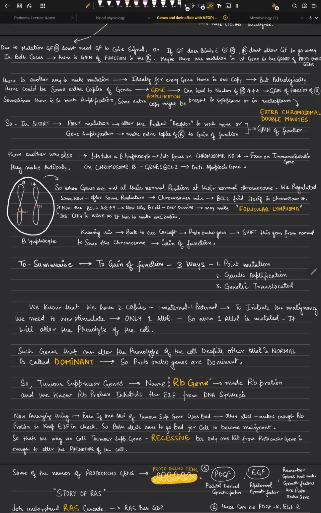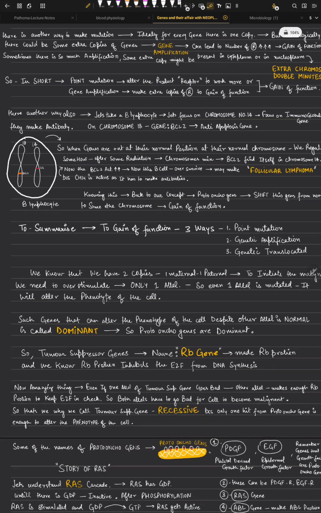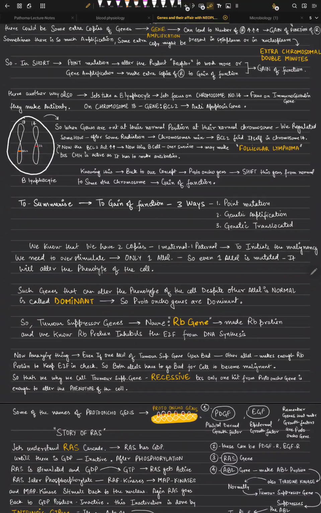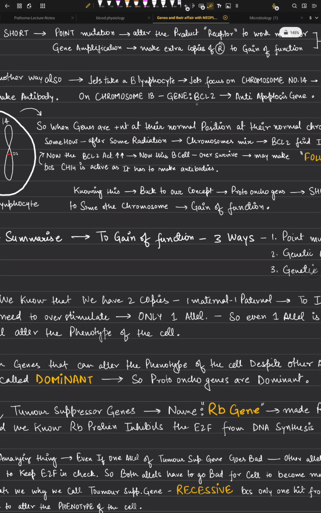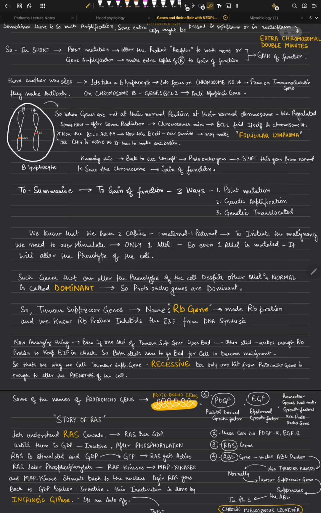There is another way of getting cancer. Let's take B lymphocytes and focus on chromosome number 14. Focus on these immunoglobulin genes, right? On chromosome 14 we have genes called Ig, immunoglobulin genes, which are responsible for making immunoglobulins. Now, on chromosome number 18, there is a gene called BCL2. This is an anti-apoptotic gene. Anti-apoptotic means it stays on forever because it wants to stop apoptosis, right?